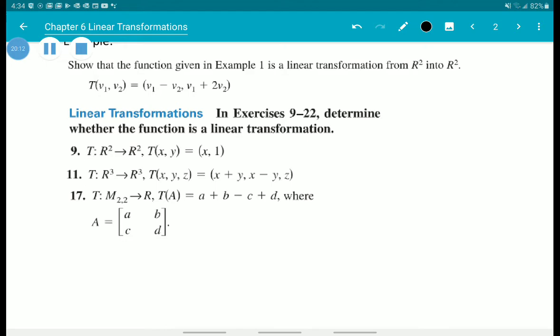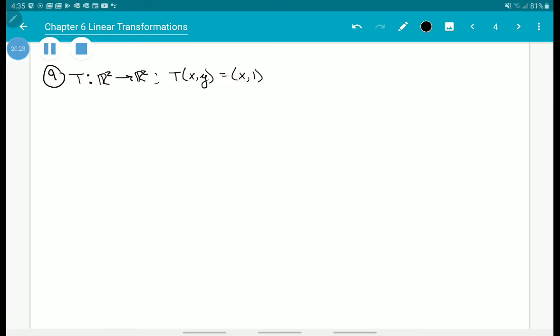I want you to pause the video, take a few minutes, and look at 9, 11, and 17. See if you can figure out whether you have a linear transformation or whether it's not a linear transformation. You can go through the process and see if you can prove it. So let's look at that first one. We have a transformation from R2 into R2, and the transformation for (x, y) will go to x, and the y coordinate, that second component there, is always going to be 1.